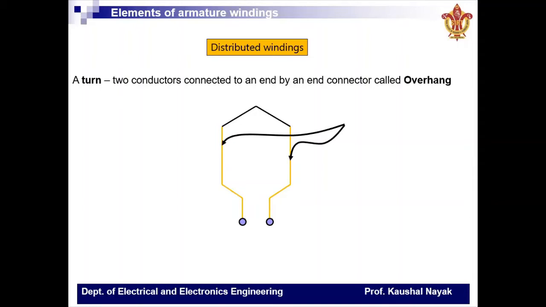A one-turn always consists of two conductors. A conductor is a part of a turn which takes active part in the energy conversion process.